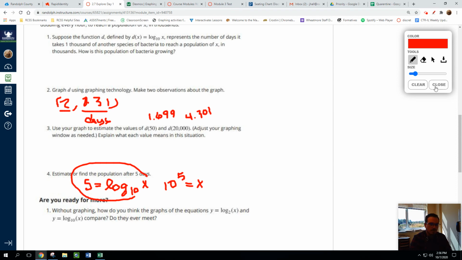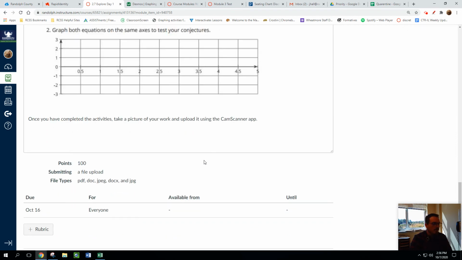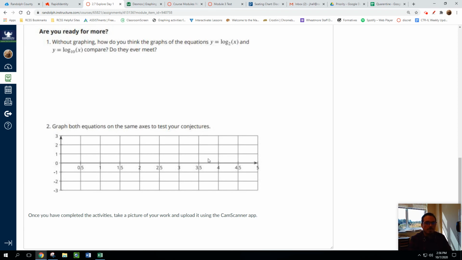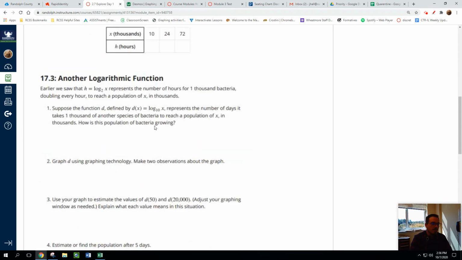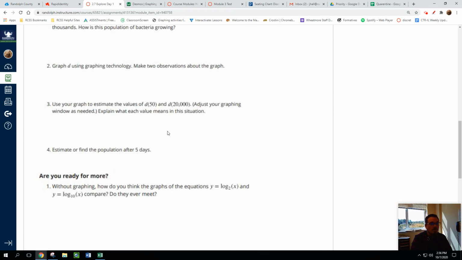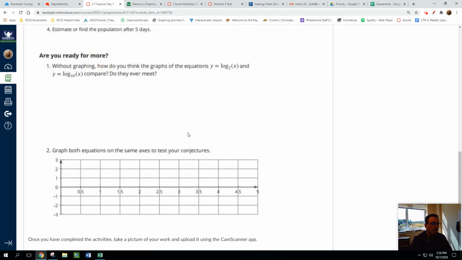All right, let me clear this. Pause it if you need it. Are you ready for more? There are 2 questions underneath here for you to look at. So without graphing, how do you think that the graphs of the equations y equals log base 2 of x and y equals log base 10 of x compare? Do they ever meet? So without graphing, thinking about going back up here, comparing what you found, are they ever going to cross? Are they ever going to meet? And how do they compare? Well, one seems like it's increasing by 2 times, doubling, while the other one's x values are increasing by 10 times before we actually get to where we're looking.